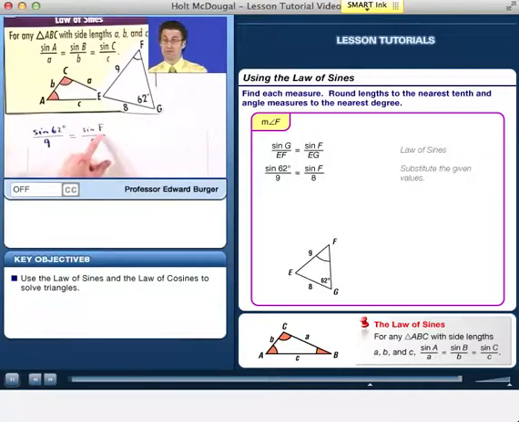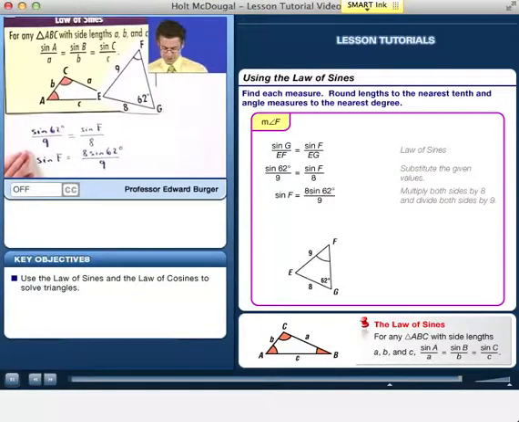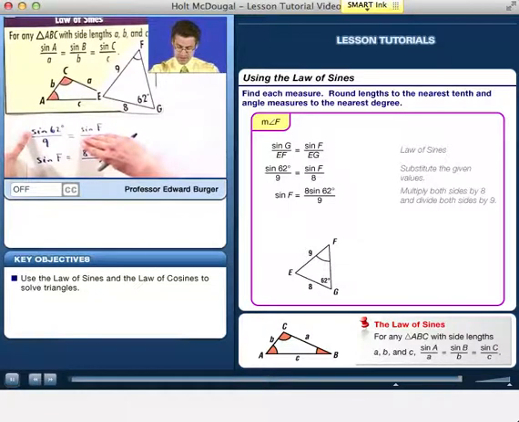And so now, the first thing I'll do is find what the sine of F is, and then I'll figure out what F is. How do I do that? Well, you could take the cross product if you want, and then divide both sides by 9, and what you would see is sine of F equals 8 times the sine of 62 degrees divided by 9. Right? You see why that's true? Sure, because I just basically multiply both sides by the 8, and the 8 comes up here, and I just have sine of F equals 8 sine 62 over 9.